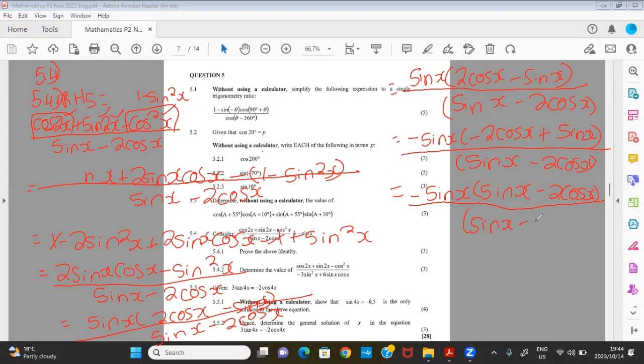So now I have sine x minus 2 cos x. Ne? Then you see now I can cancel the two guys. And because I took out the common factor of minus 1, now I'm left with minus sine x, which is what they were looking for in the first place. Ne?